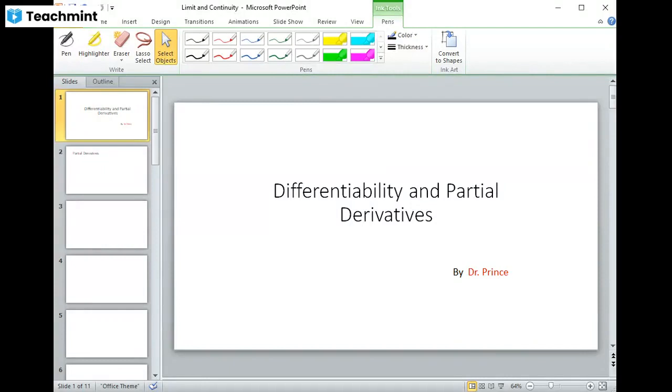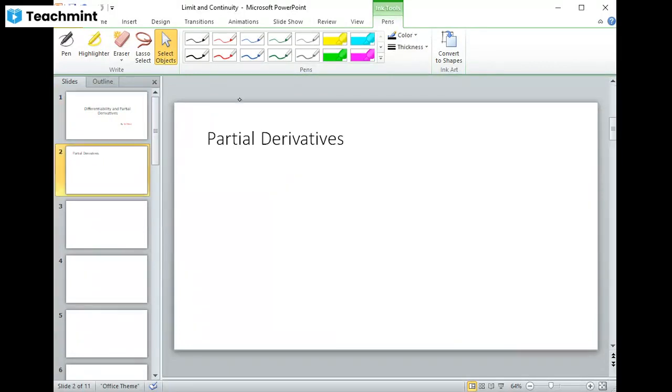In this video we will discuss the topic of differentiability and partial derivatives. So let us firstly start with the topic of partial derivative. Firstly, we define what is the partial derivative of a function.